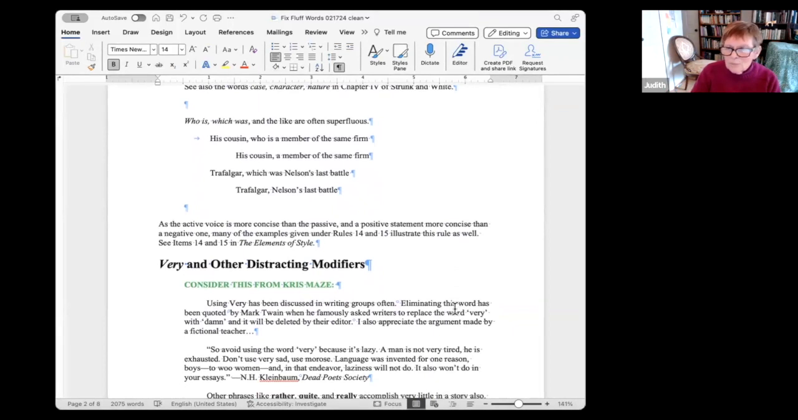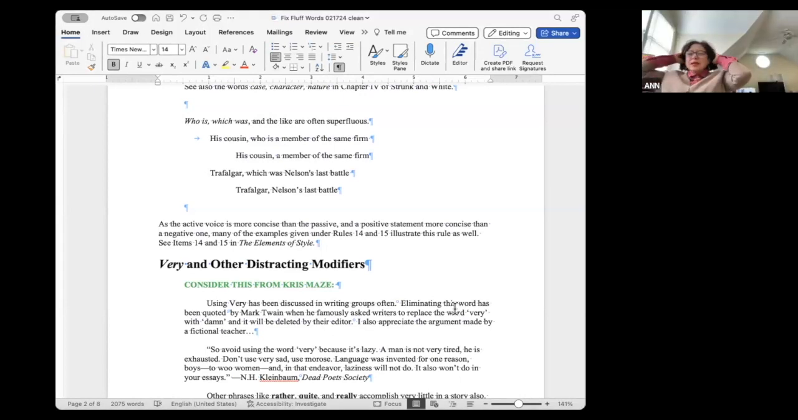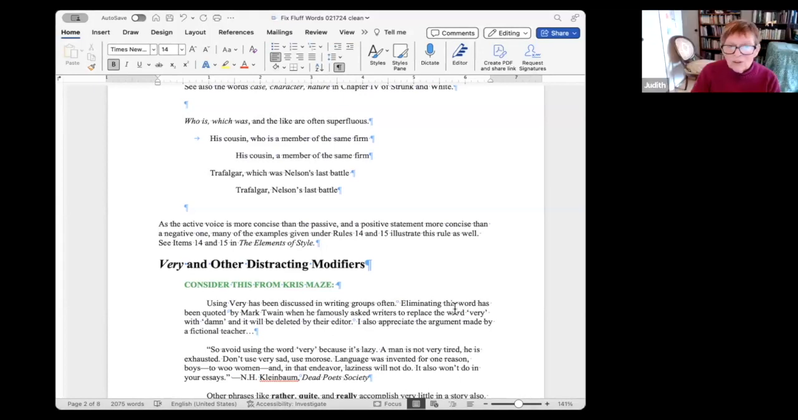Notice how much neater these two phrases are. His cousin, who is a member of the same firm, can simply be his cousin, comma, a member of the same firm, comma. And Trafalgar, which was Nelson's last battle, is easily understood if you simply say Trafalgar, Nelson's last battle.